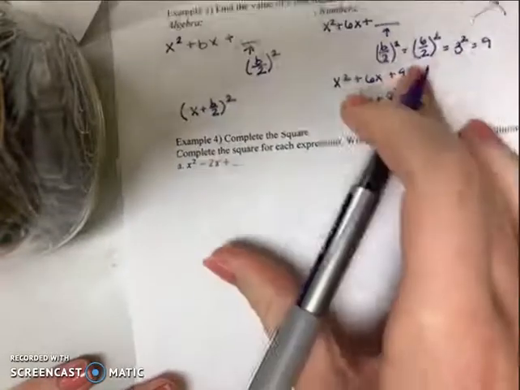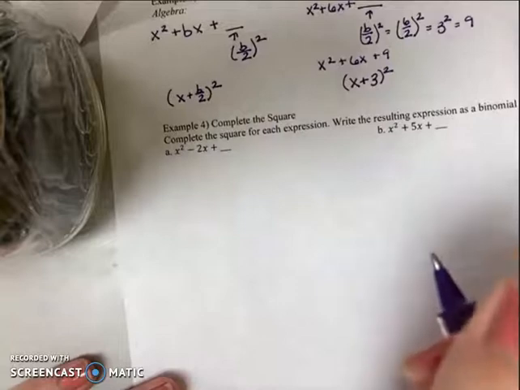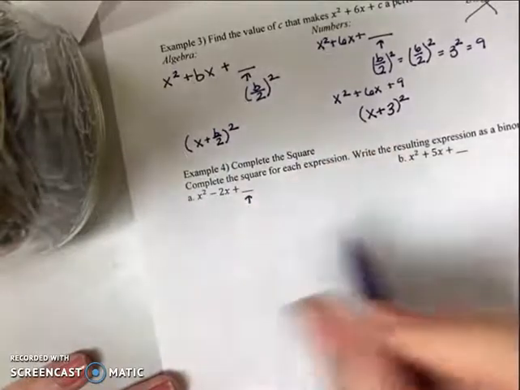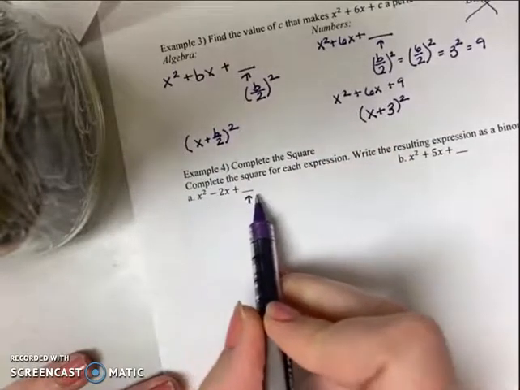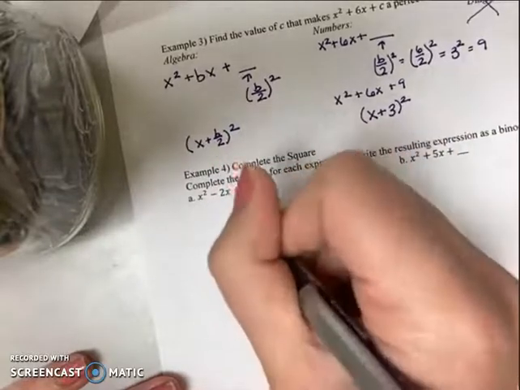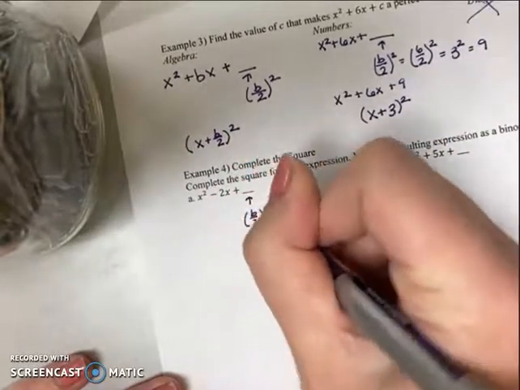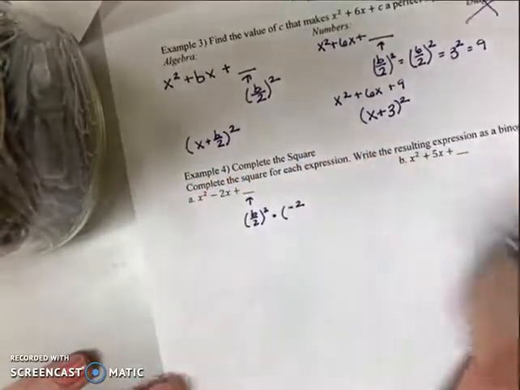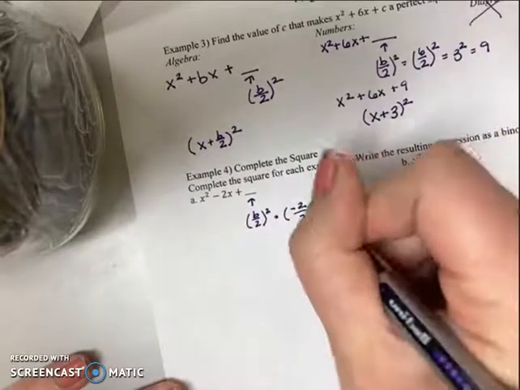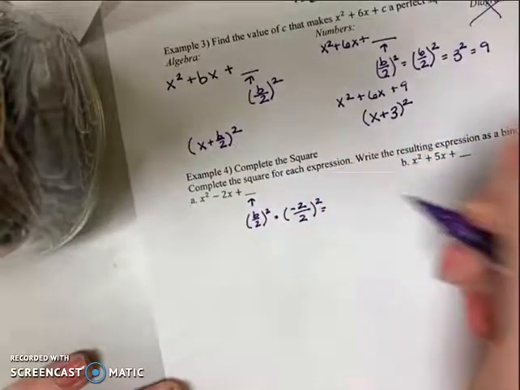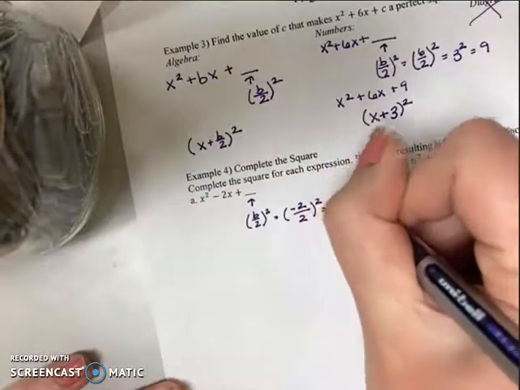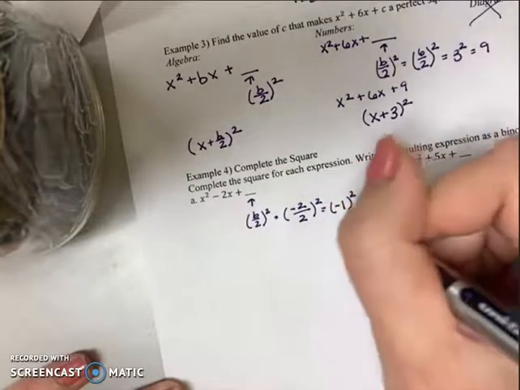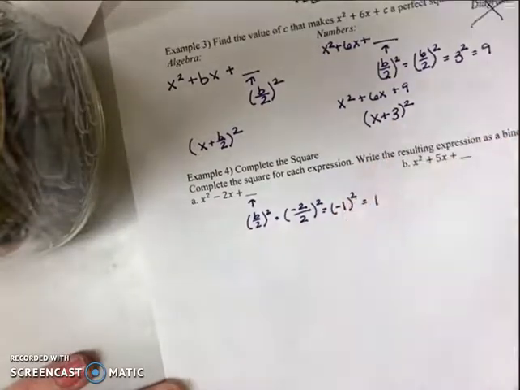Okay? Let's try example 4, where we're completing the square once again. Same thing. I have x squared minus 2x plus some number. That number will be b over 2 being squared. B in this case is a negative 2, so I need to keep that sign with it. Negative 2 divided by 2 being squared. Well, negative 2 over 2 is a negative 1 being squared. Negative 1 squared, that's negative 1 times negative 1, so a positive 1.